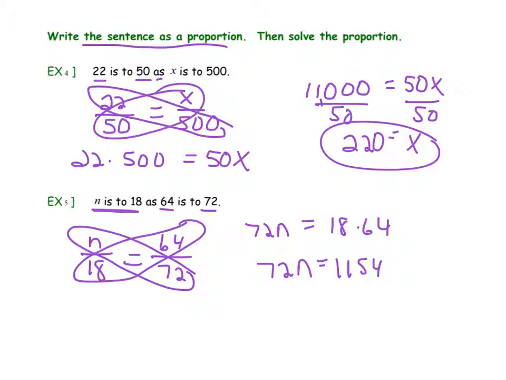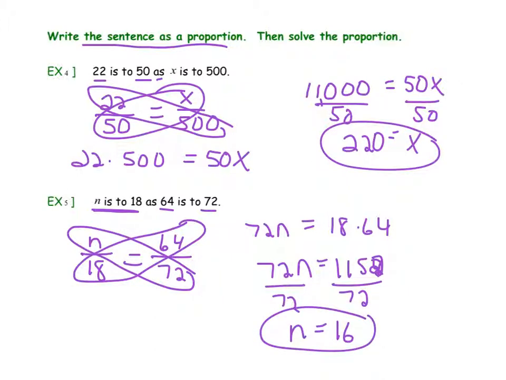So I get 72n is equal to 1154, and then I have to divide that by 72. Okay, this should be a 2, and then I think I get 16. N is equal to 16. Okay, you'll let me know if I made a mistake on any of these. So double check everything with a calculator.